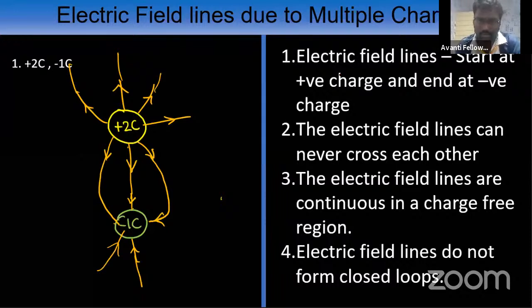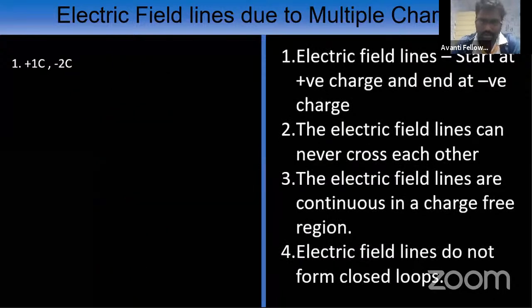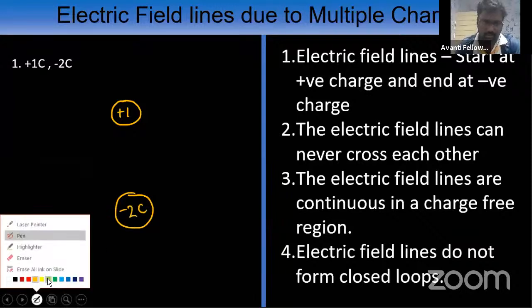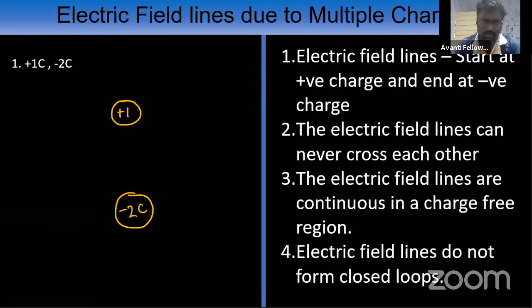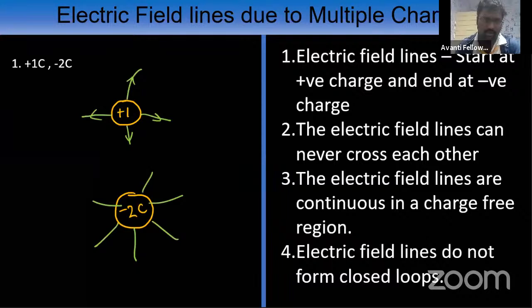Have you got this, guys? Have you understood this? Yes. Cool. Then try this. Everyone try this. I have a +1 coulomb charge and a -2 coulomb charge. What are the things I should do? The +1 coulomb charge would have 4 lines, and the -2 coulomb charge would have 8 lines.